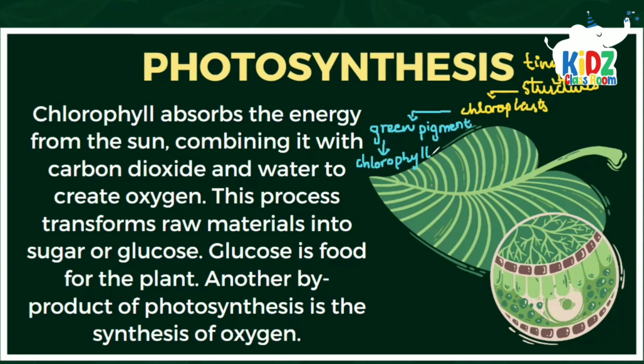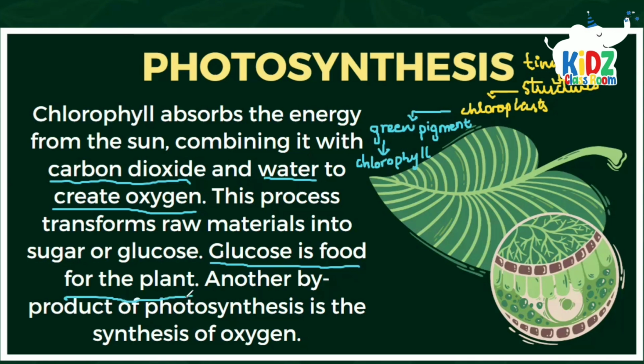And do you know why plants are green? Well, plants are green only because of chlorophyll. And that's right, chlorophyll captures sunlight and uses its energy to turn carbon dioxide and water into glucose and oxygen. What is glucose? Glucose is food for the plant. Glucose is a type of sugar.